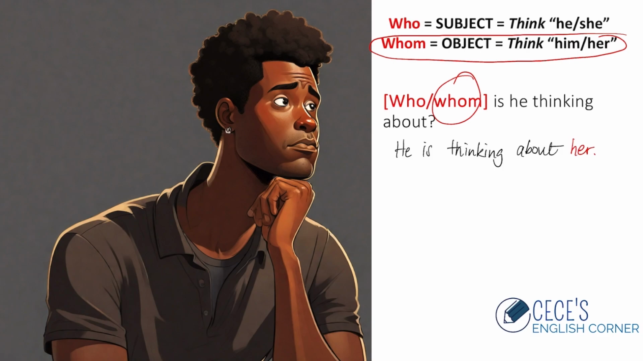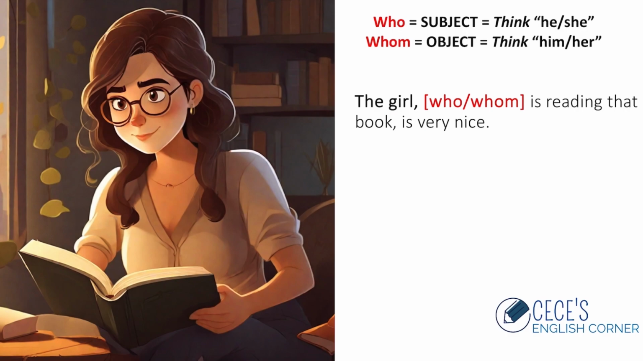Last example before we do some practice questions. The girl, who or whom is reading that book, is very nice. This is a little different from the examples we've been going through so far. In this sentence, we have something called the appositive. The appositive is a phrase that gives more information about a subject. In this example, the appositive is this part right here, who or whom is reading that book. It's giving us more information about the girl.